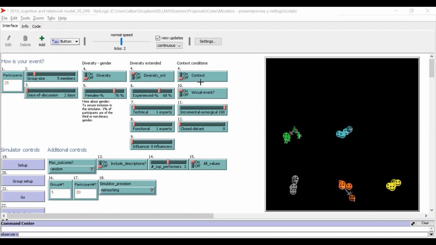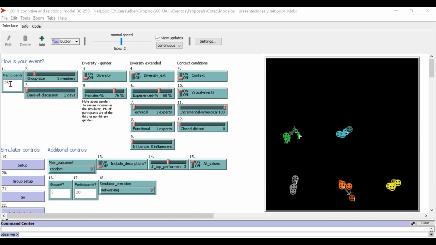This is the video where we will try to explain how to examine, how to assess the performance of the groups and other characteristics of the groups in LivLab Simulator. As always, we need first to define a scenario that we can test with the simulator.